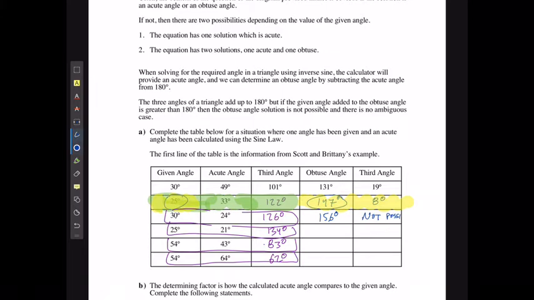I'm going to take a look at the next one. If my acute angle is 21 degrees, then the obtuse version of that would be 159 degrees. 25 plus 159 is already going to be bigger than 180. This one is not possible. If I have 43 degrees as my acute angle, then 137 degrees is going to be my obtuse angle. 54 plus 137 is already bigger than 180. This is not possible.